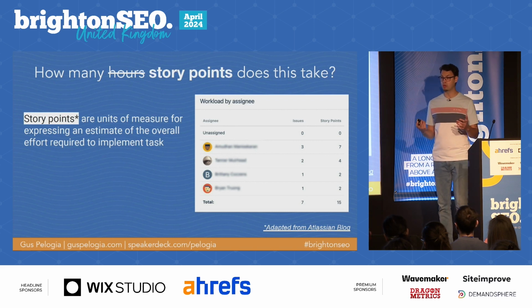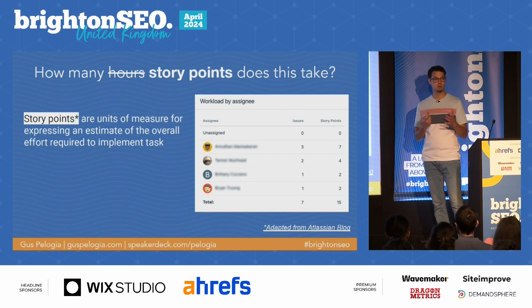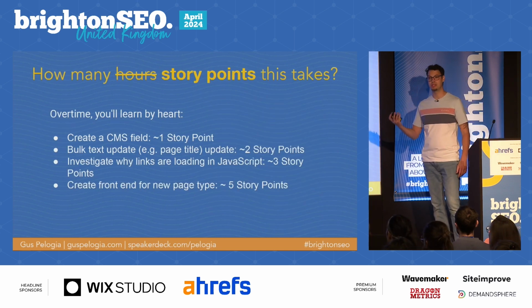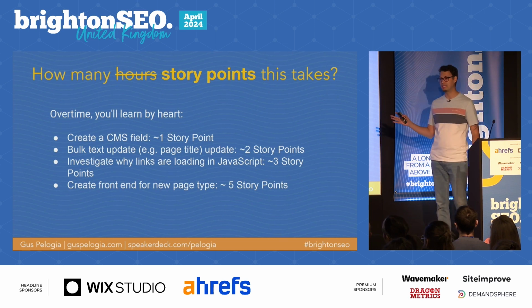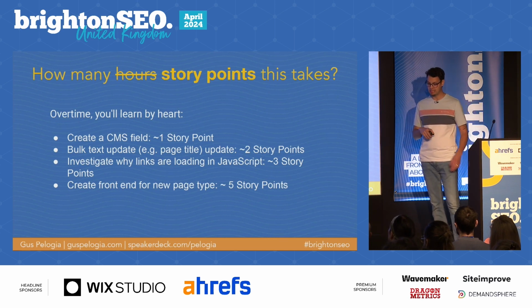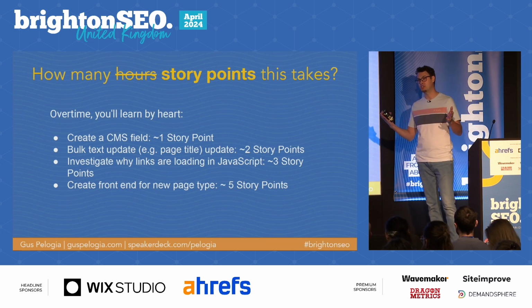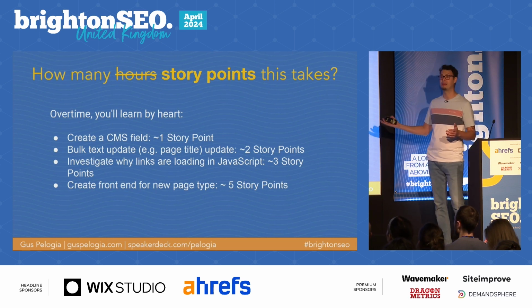And I find it a lot more useful instead of just hoping that time will be the solution here. Over time, you learn how much something costs, and it allows you to plan ahead. So just ballparking things. If I want to create a field on the CMS, it's a story point. If I want to bulk update page titles or bulk update anything, it's usually 2. If I want to create a new page type, it will cost me 5.